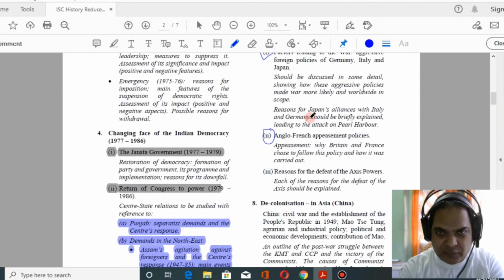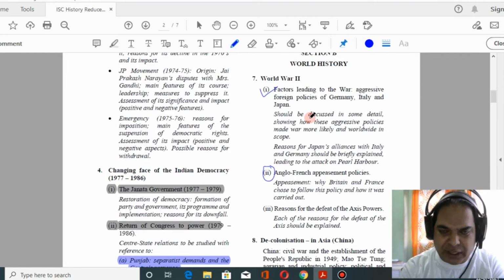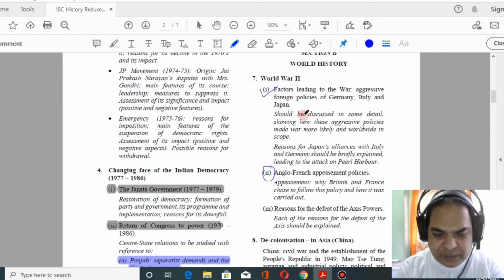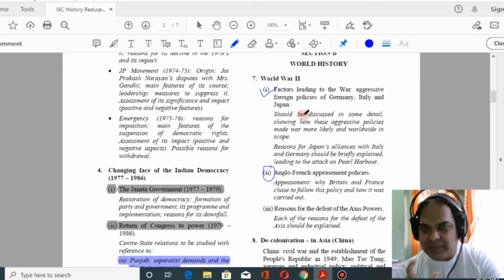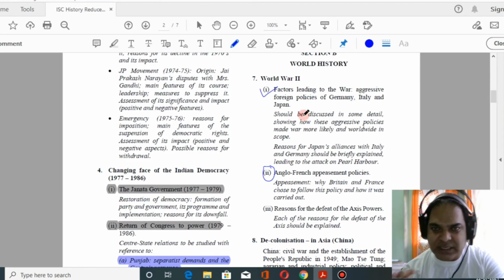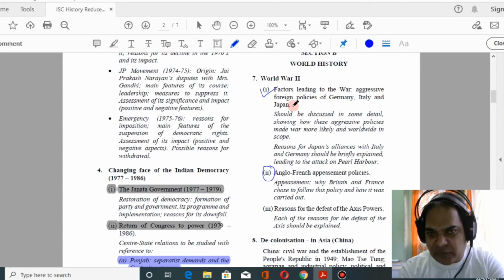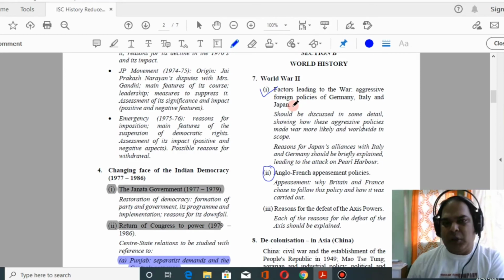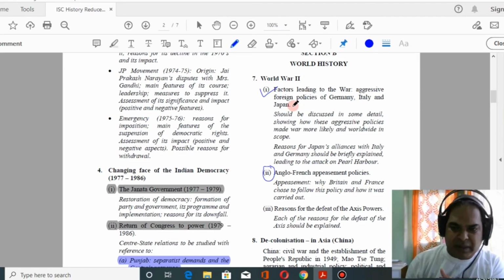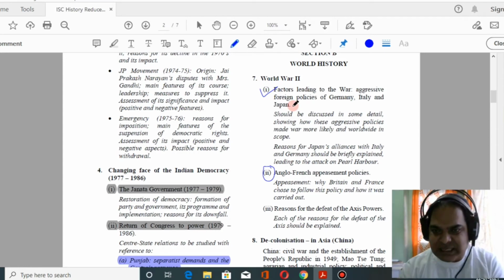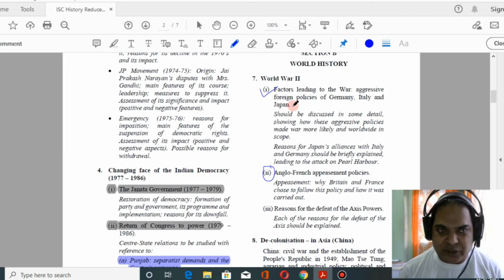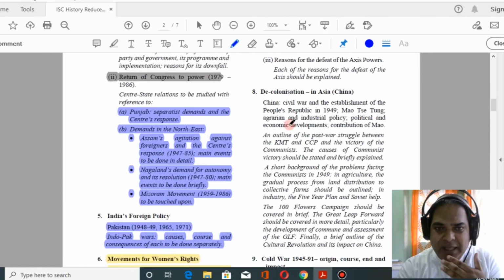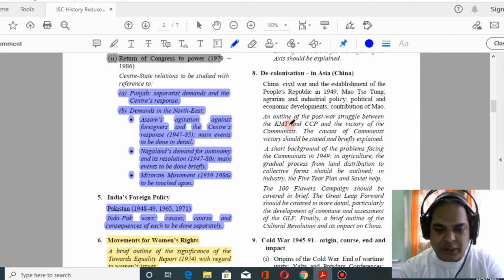So what I see over here is that certain changes have been made. Last year we discussed the courses of the war. This time we don't have to study the courses directly; we have to study the aggressive foreign policy of Germany and Italy, and how the war continued. Things like the Battle of Alamein and Battle of Britain are not included as per the reduced syllabus for the year 2022.